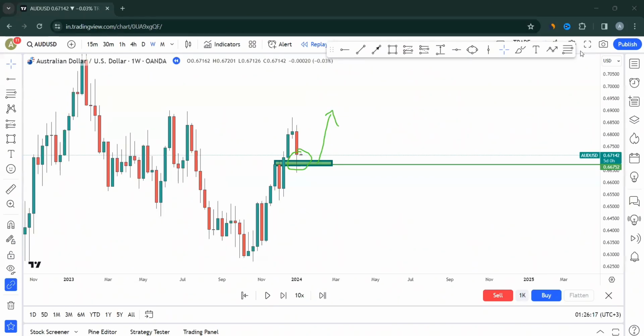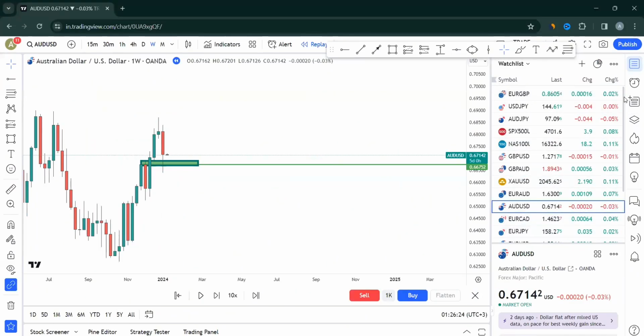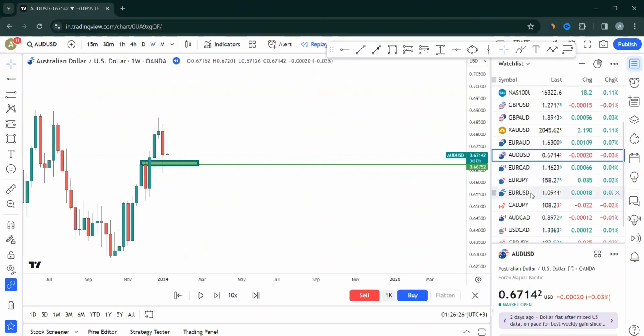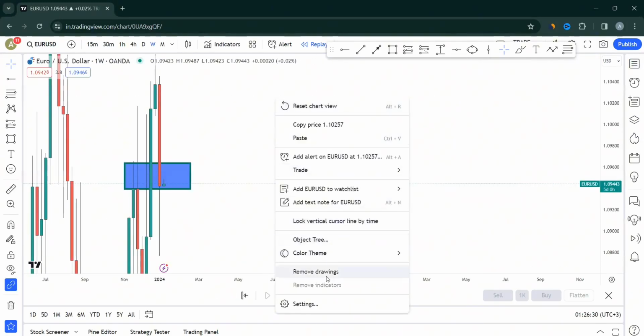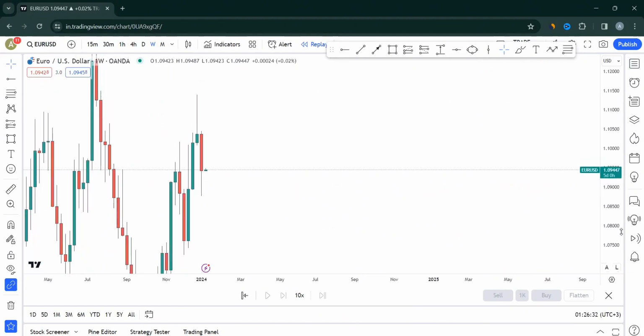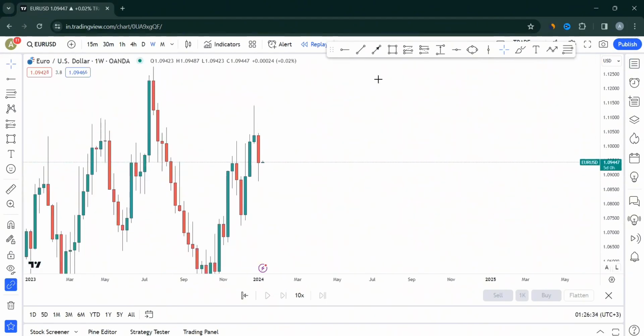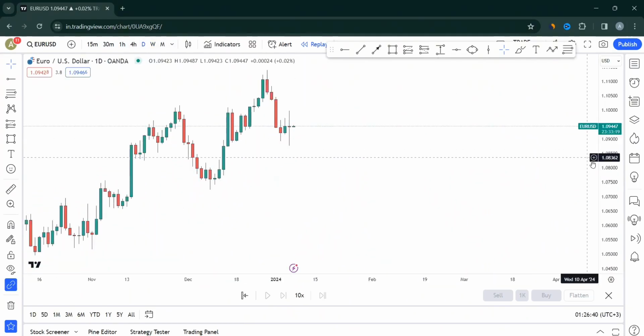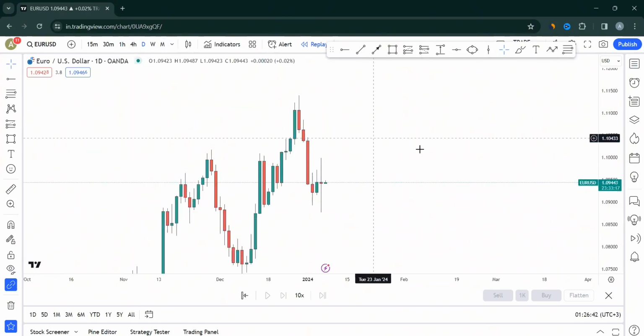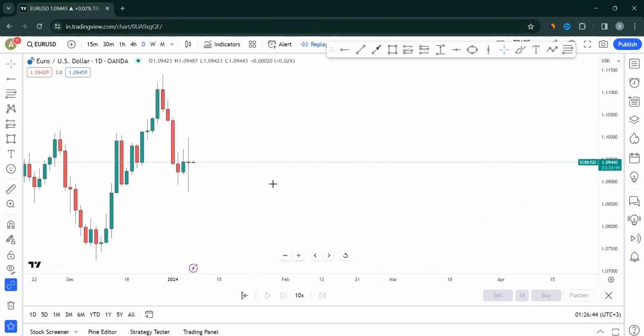I'll give you another example here with, let me just use EURUSD. It's one of the most traded, actually it's the most traded currency pair. So I'm just going to choose EURUSD there. Let me just remove all the drawings. So another example is EURUSD. Let me just go to another time frame like daily. For example, you see here, let me just increase the candlestick chart.